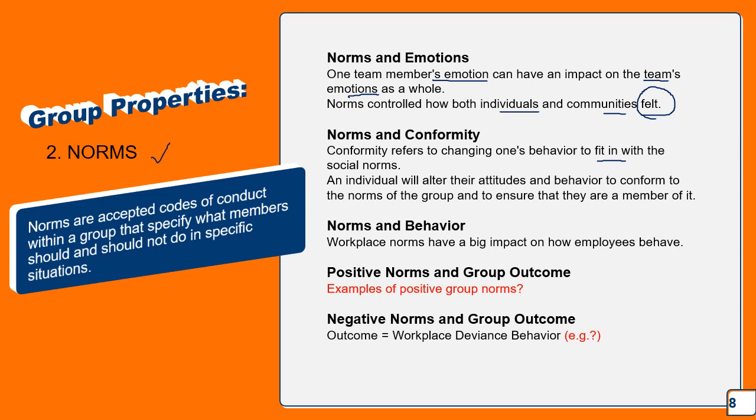Okay, so for example, the norm that has been set for your group is that all members must be honest with one another. So honesty is what we call the norm set by the group for all the group members. That is a standard. So what happens is that the group members will try to change their behavior to fit in. To fit in here means they try to conform to the norm, meaning they try to change their behavior to meet the standard set, that is to be honest with one another. So an individual will alter their attitudes and behavior to conform to the norms of the group and ensure that they are a member of it.